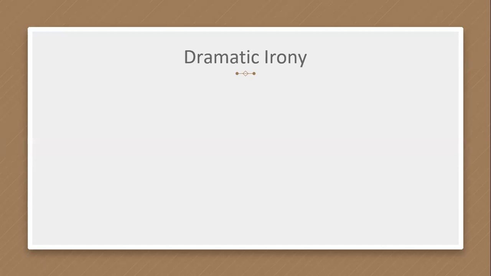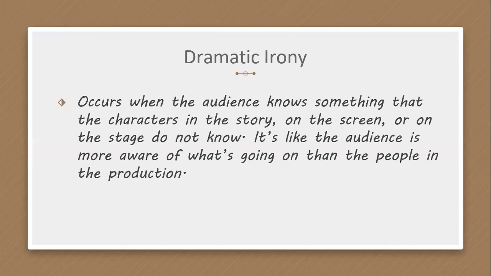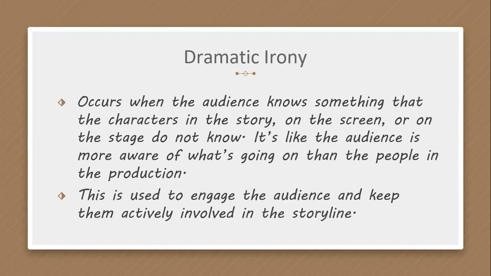Then we have dramatic irony, which occurs when the audience knows something that the characters in a story on the screen or on the stage do not know. It's like the audience is more aware of what's going on than the people in the production. So, for example, when you watch a film or a movie where you know the killer or the culprit behind the murder, but the main character doesn't know. So it's a dramatic irony. This is used to engage the audience and keep them actively involved in the storyline.